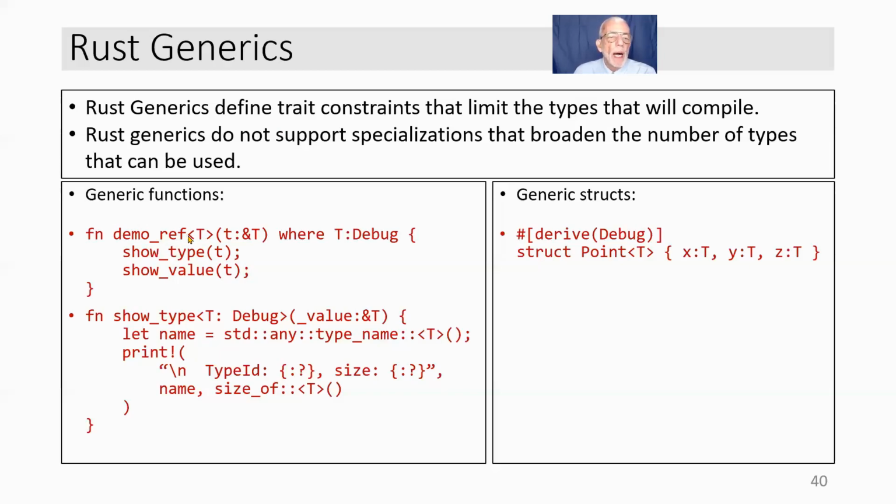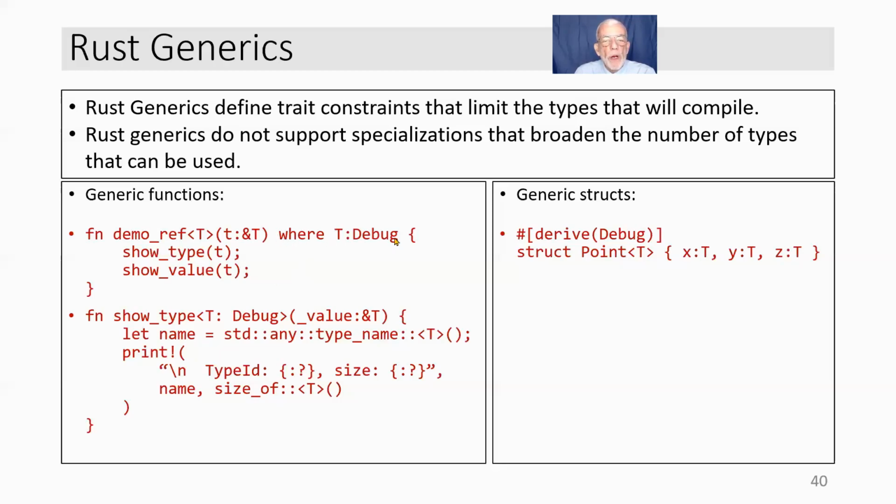And so here we have a demo function, and it accepts this T by reference. And this is a constraint, where T: Debug. So this says that T must implement the Debug trait, or this will fail to compile. As long as it implements the Debug trait, then it should compile, as long as we don't do anything uncompilable in the body of the function.